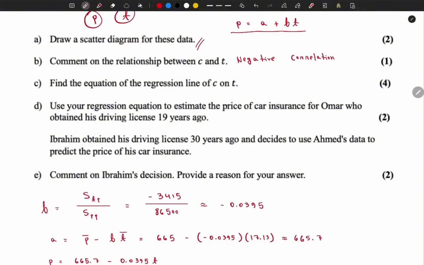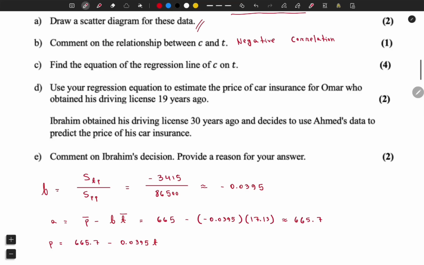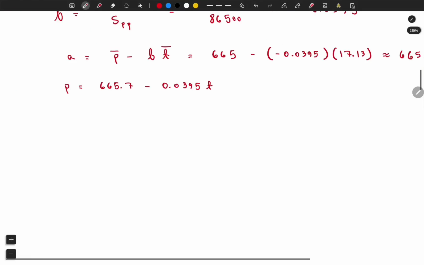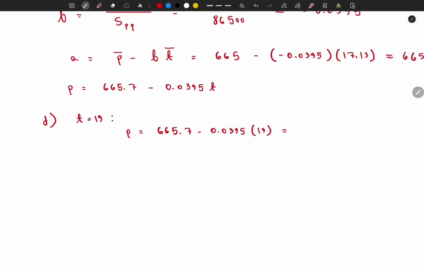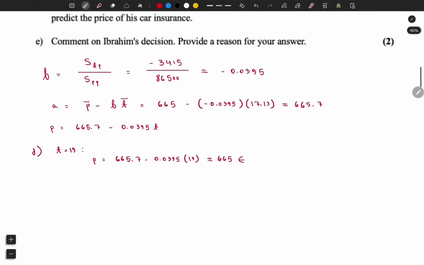Now moving on to the next question, we need to use our regression equation to estimate the price of car insurance for Omar, who obtained his driving license 19 years ago. So in this part, we just need to substitute the value of t equals 19 into the equation of the regression line to estimate the value of P, which is the price of the car insurance. So when t equals 19, the price is 665.7 minus 0.0395 times 19. So the price is equal to around 665 euros. So that is the answer for part D.